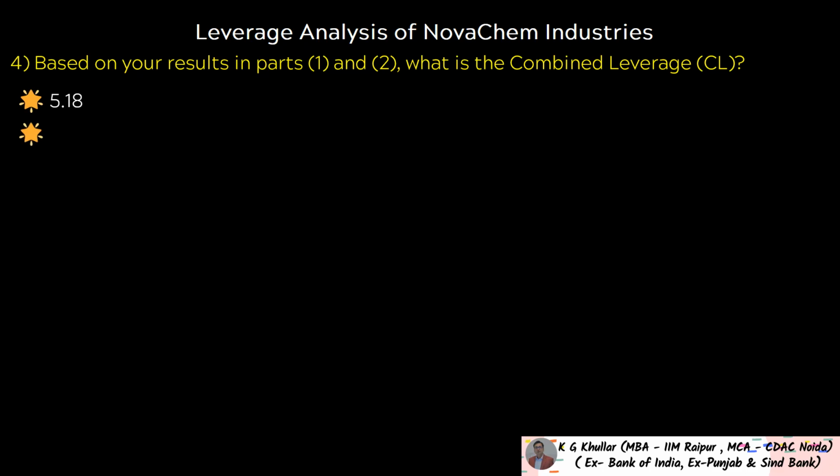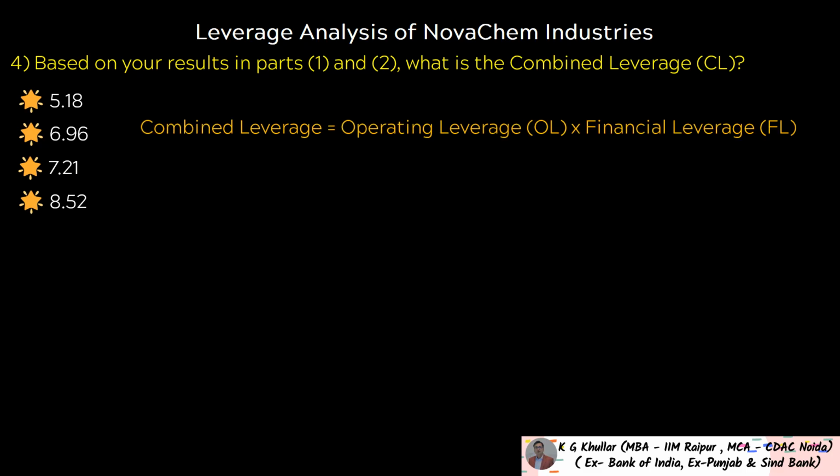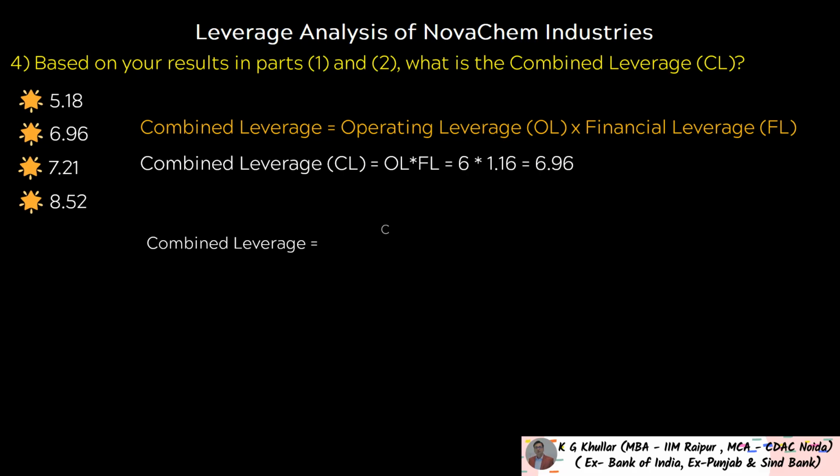Friends, finally we have reached the last question of our case study, and the question is, based on your results in question 1 and question 2, what is combined leverage? And these options are given to you. Now friends, this is a very simple question. We have already calculated operating leverage and financial leverage. And we know that combined leverage is simply multiplication of both these. So combined leverage will be operating leverage multiplied by financial leverage equals 6 multiplied by 1.16 equals 6.96.